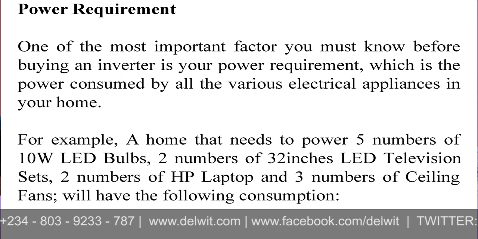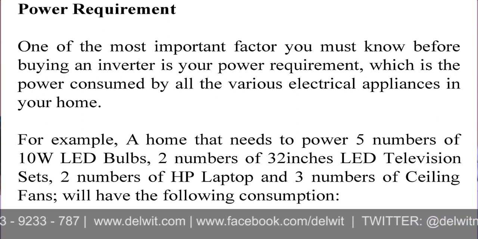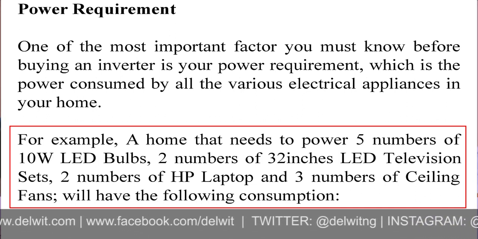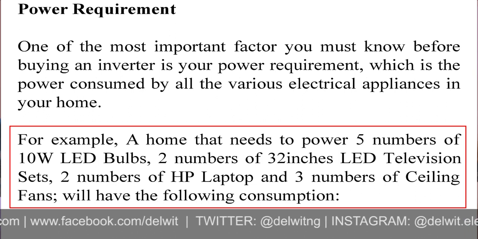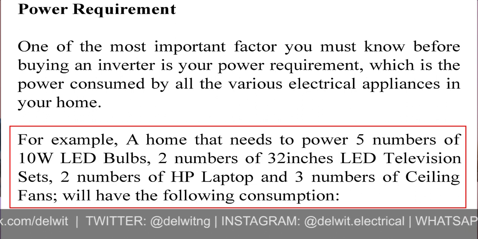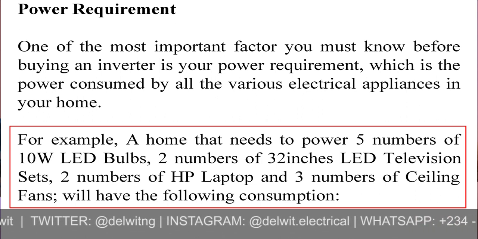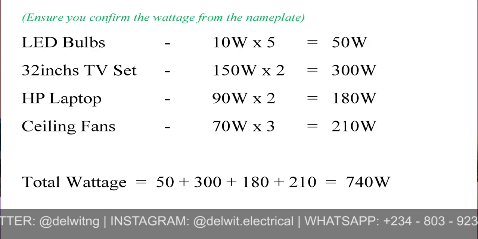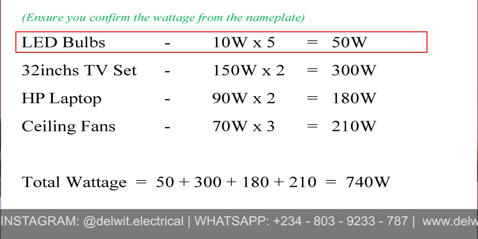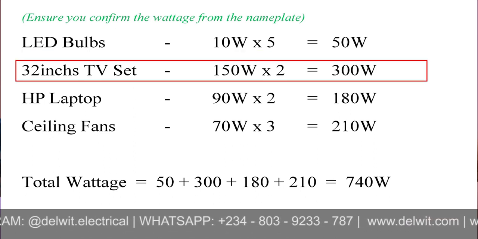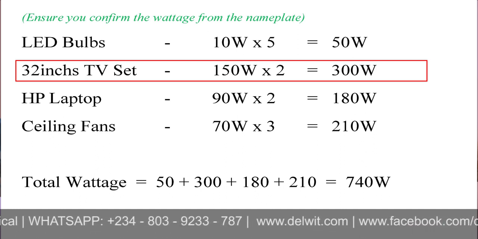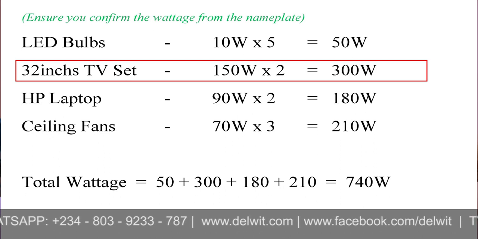So for us to do a power rating, let's take an example of a building that needs to be powered. You have five 10-watt LED bulbs, two 32-inch television sets, two laptops, and three ceiling fans. All these are the load that you want the inverter to power. So let's look at it this way. For your LED bulbs, you have 10 watts, and there are 5 of them. So 10 times 5 is 50 watts. For your 32-inch television, most 32-inch LED televisions are 150 watts. You have 2 of them, you multiply by 2, that's 300 watts.